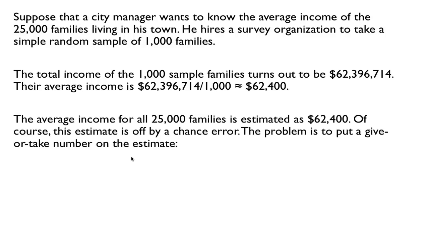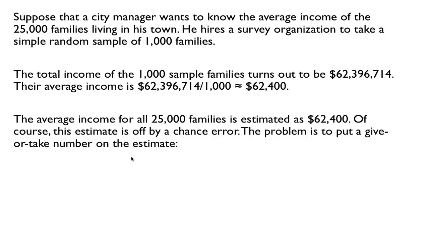So that means we can use that data to say something about the average income of the town. We estimate the average income of the 25,000 families to be 62,400. Now, of course, this estimate has an error to it, because when we picked out 1,000 families, it could be any 1,000 families, and if I do the poll again, it could be a different 1,000 families. So there's a chance error here. It depends on who we pick.